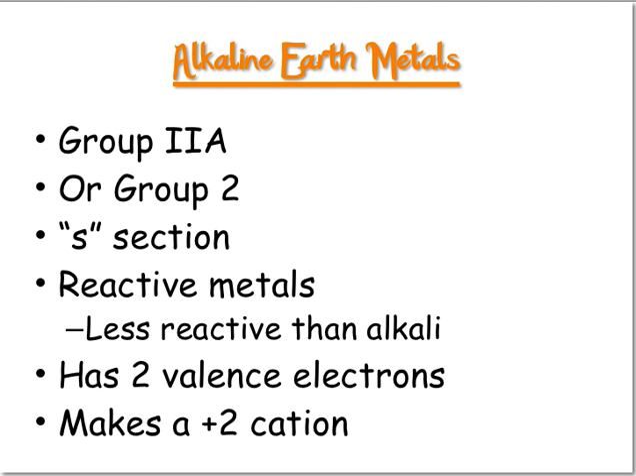Our next group is the alkaline earth metals. They are Roman numeral group 2A or group 2. They are also in the S section. They are reactive metals, but they are not as reactive as alkali metals. They have two valence electrons, and they make a positive 2 cation, or just a positive 2 ion, and being positive, it is a cation.